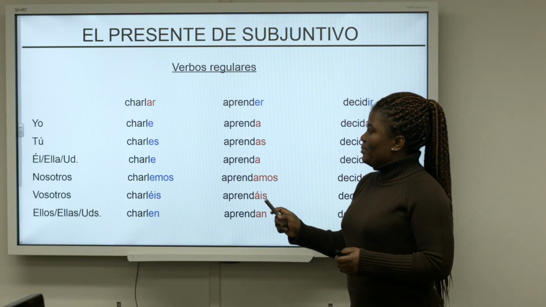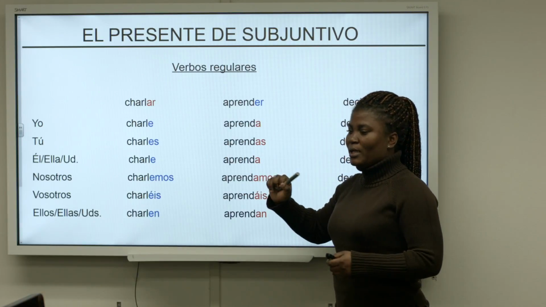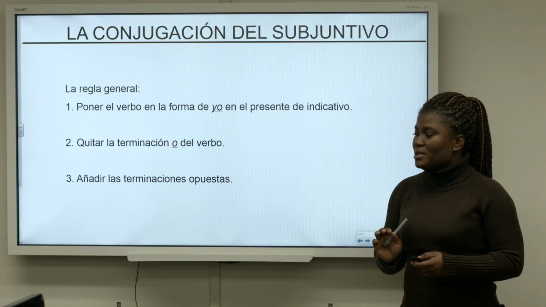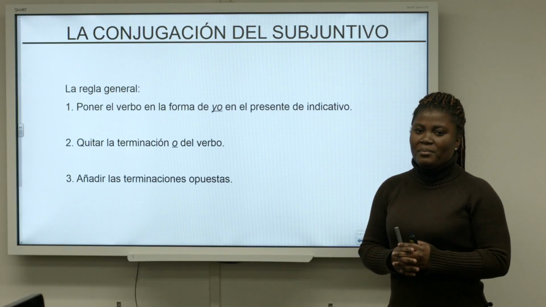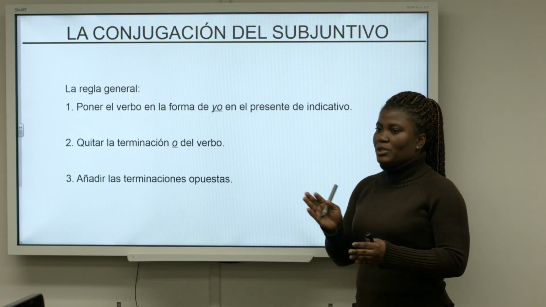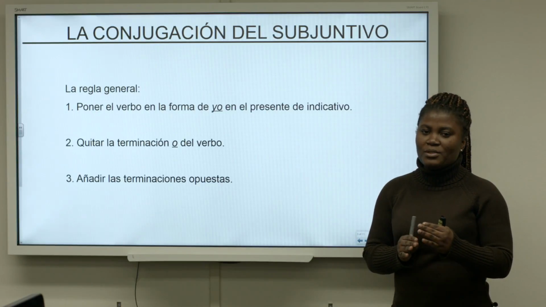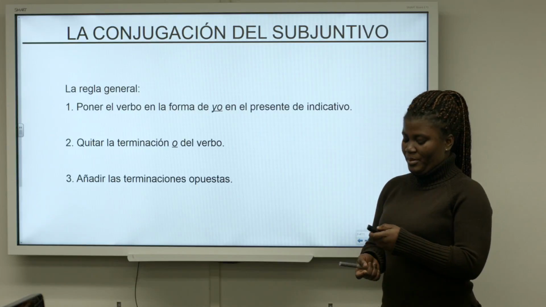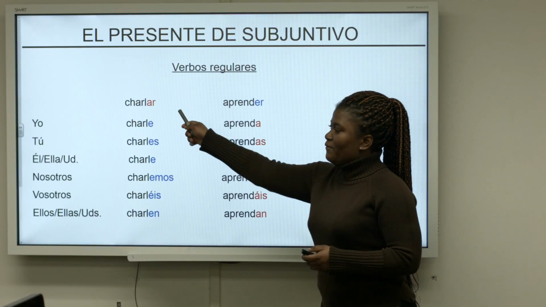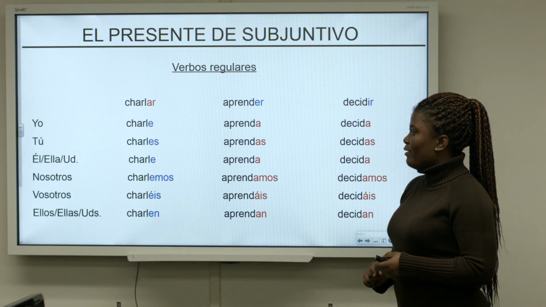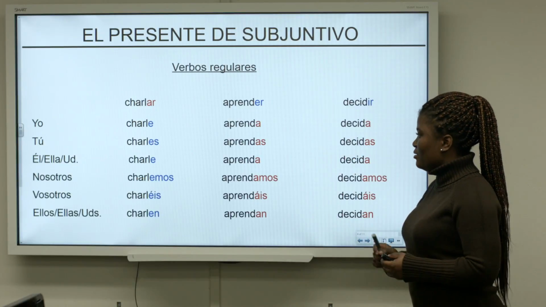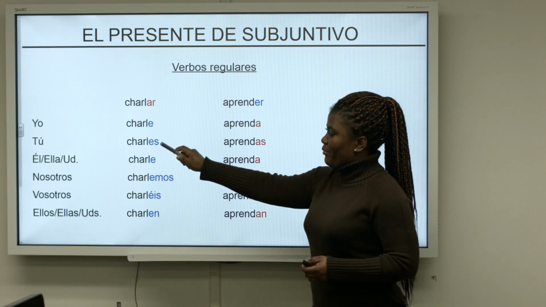Now, you'll see that we have some color coding going on. In the previous slide, we saw that you take the yo form while the verb is still in the present indicative tense. You remove the O, and then you add some endings which go contrary to the structure of the original verb. That is the reason for the color coding. The verb charlar ends in AR, whereas the verbs aprender and decidir end in ER and IR. You see that these are in blue, this is in red.